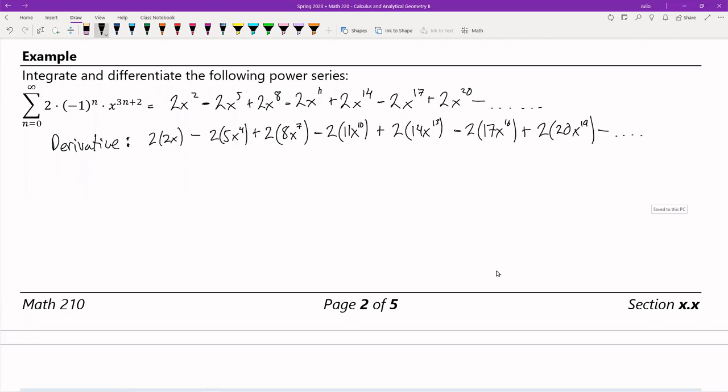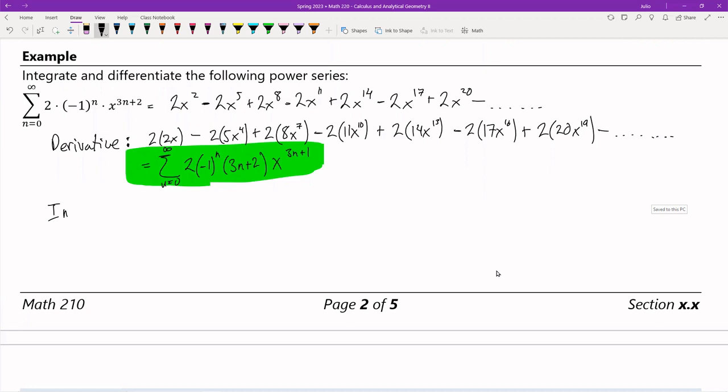Now the idea is I want to put this back into a summation, make it look like that thing again, put a summation out front. This is going to be equal to the sum from n equals 0 to infinity. The 2 is in front for everything, so we're good there. There's still a switching sign, so I'm going to have to include the minus 1 to the n. And now the derivative: for all of these, it's just the exponent that dropped down and then minus 1. So it's going to be (3n plus 2) times x to the 3n plus 1. So this is the differentiation. This is the derivative.